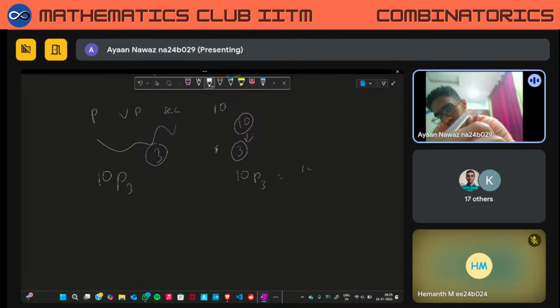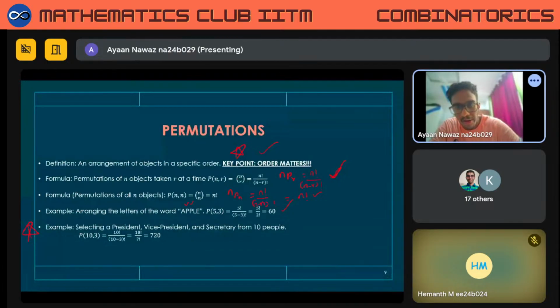That is 10 factorial by 10 minus 3 factorial, which is 10 factorial by 7 factorial. That is 10 into 9 into 8 into 7 factorial divided by 7 factorial. That is 720. Right? You can see that. Next.